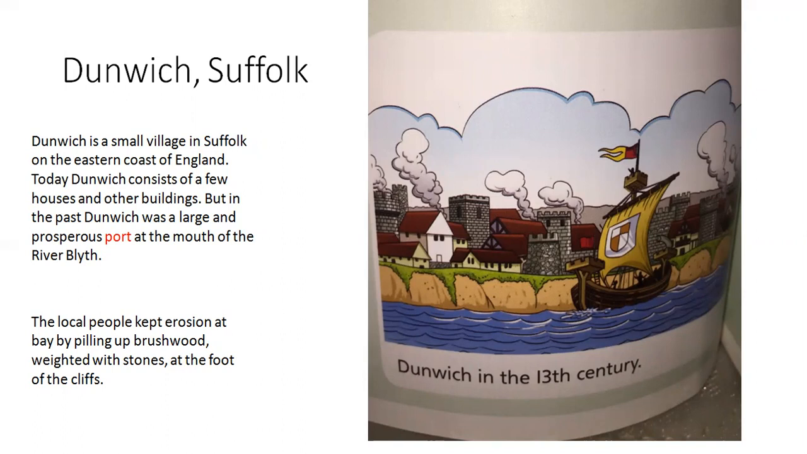The local people kept erosion at bay by piling up brushwood weighted with stones at the foot of the cliffs. The picture on your right shows a graphic cartoon of how Dunwich was in the 13th century. It is also on page 36 of your books.